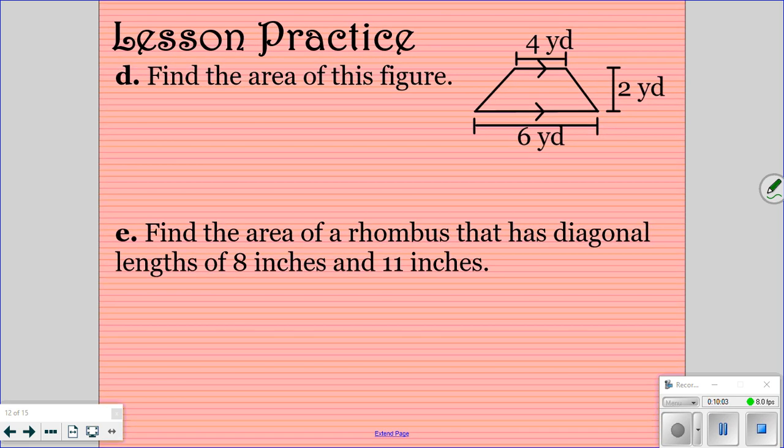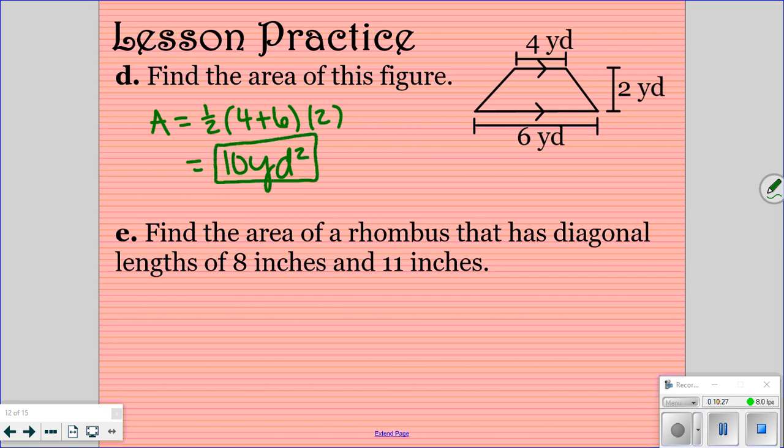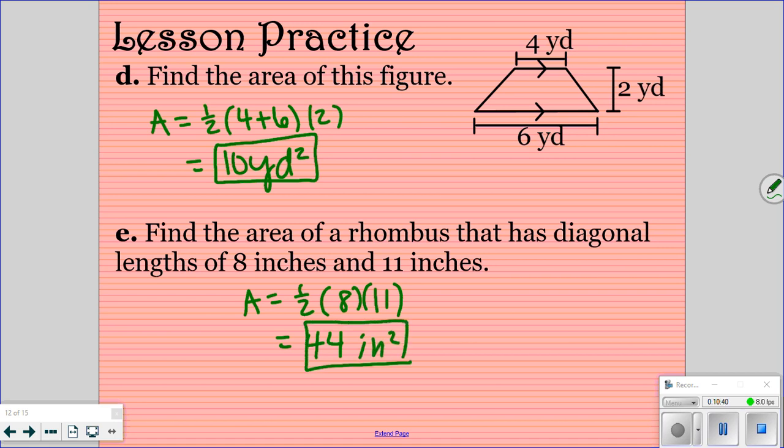Let's look at these two. So again, y'all pause the video and try them, and then unpause the video and I'll go over the answers. So for this top one, the area is going to be 1/2. Your two bases are 4 and 6, and your height is 2. So 4 plus 6 is 10. Half of that is 5 times 2 is 10 yards squared. For the rhombus, you use the formula 1/2 diagonal times diagonal. And so if you multiply, you should get 45 inches squared. Okay.